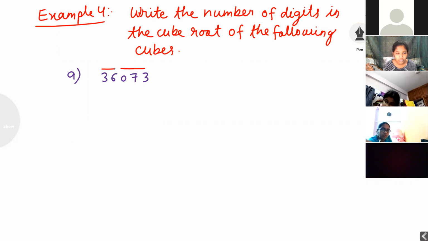No need to solve. Number of digits is equal to 2.